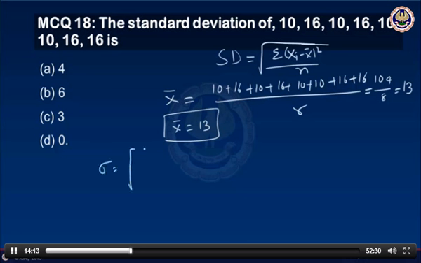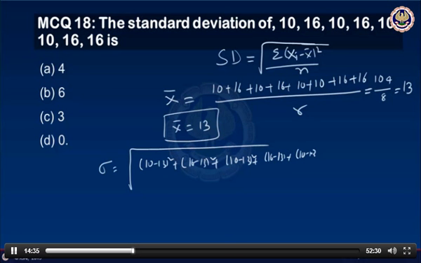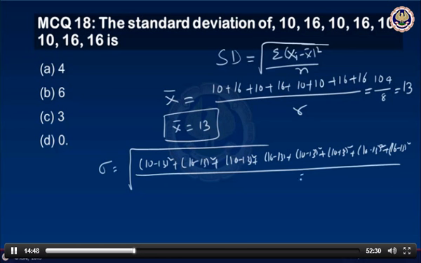Here, square root of summation of x minus x bar, whole square, divided by n. First, each observation is subtracted from the mean value: 10 minus 13 whole square, 16 minus 13 whole square, 10 minus 13 whole square, plus 16 minus 13 whole square, plus 10 minus 13 whole square, plus 10 minus 13 whole square, plus 16 minus 13 whole square, plus 16 minus 13 whole square, whole divided by n.